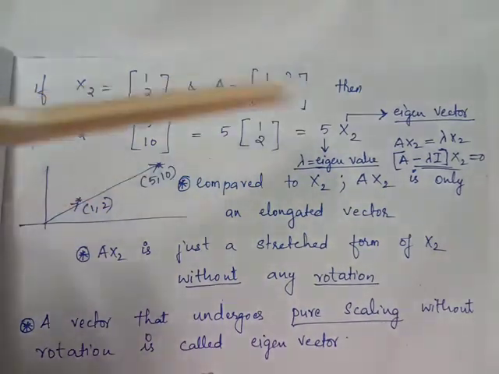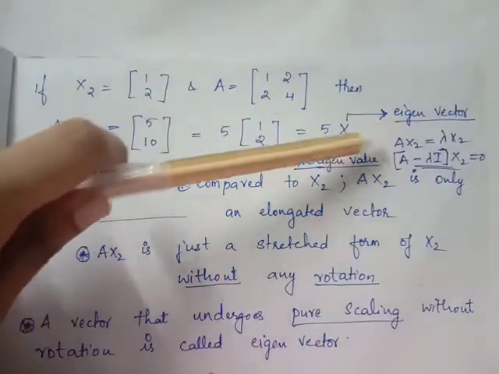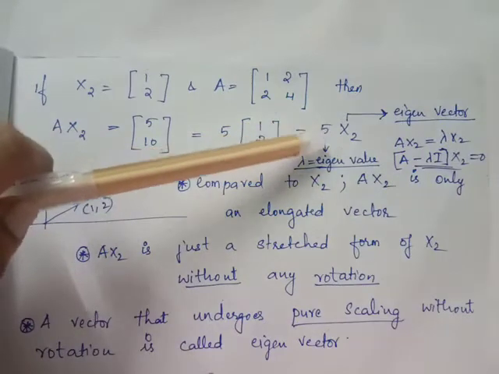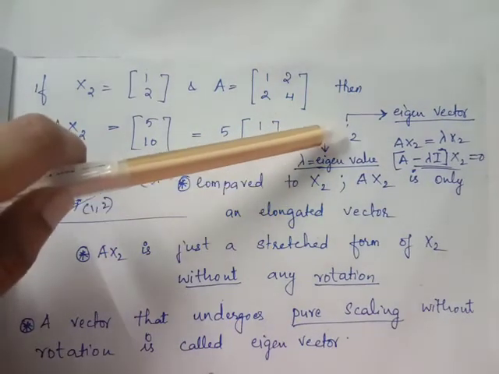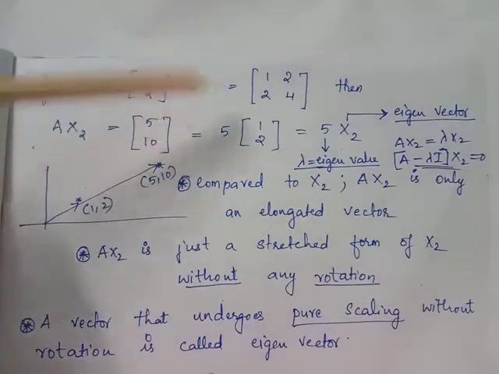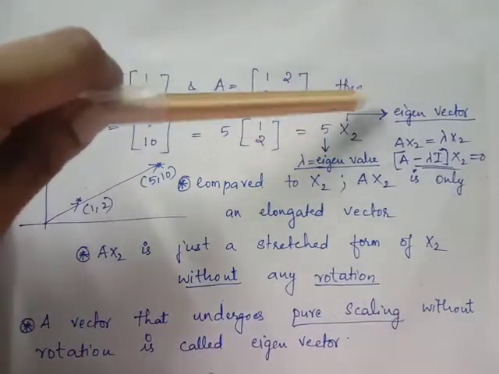Whenever you have an equation of the form AX2 equal to lambda x2, you can get the characteristic equation as well. Here 5 can be considered as the eigenvalue, and x2 is the original vector which has undergone a stretching, and this is known as the eigenvector.